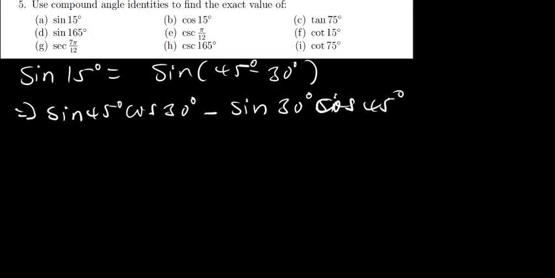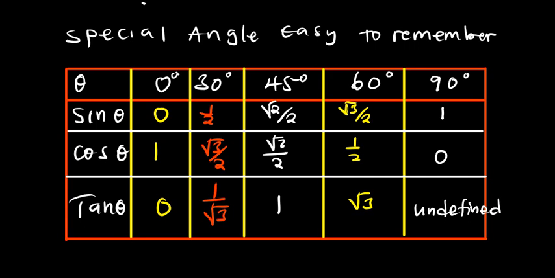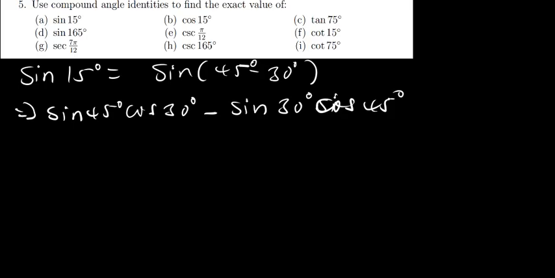Now we can go ahead and evaluate this. What is sine 45? It's very important for us to know the special angles. That's why I've given you the table that is going to help you to understand this. Sine 45 is root 2 over 2.